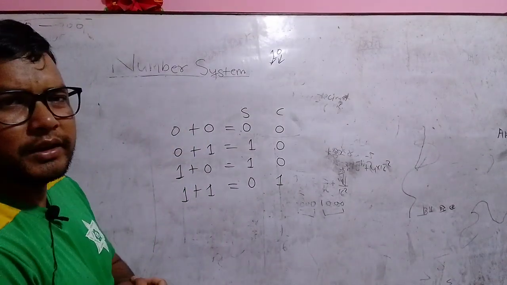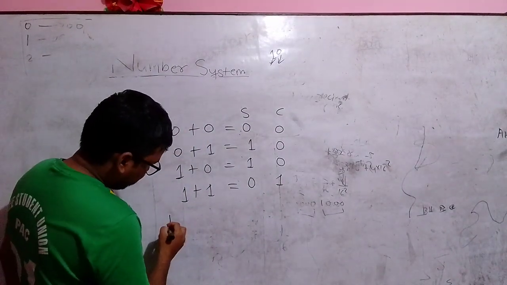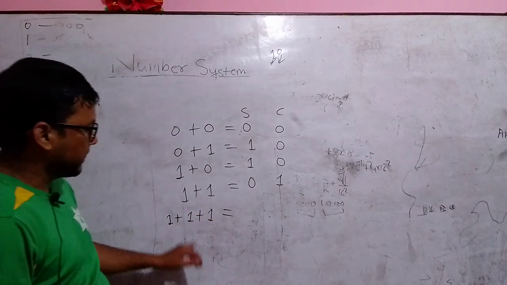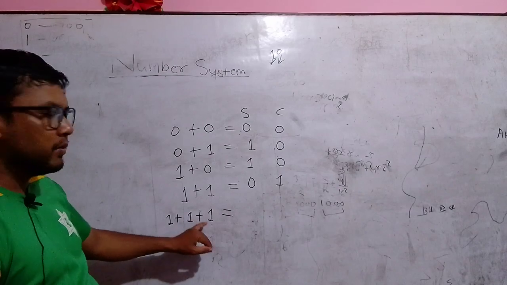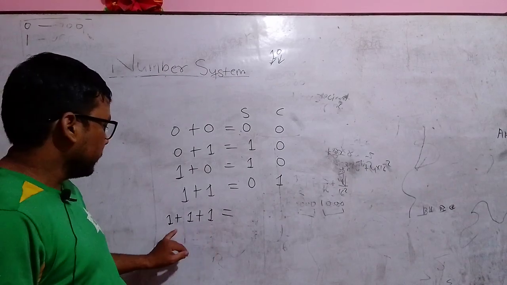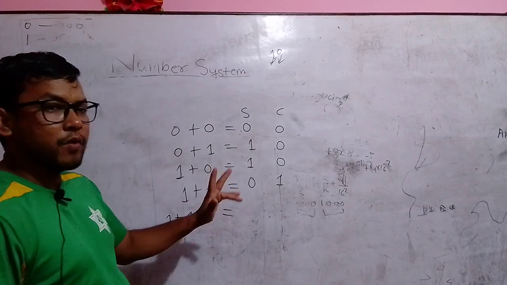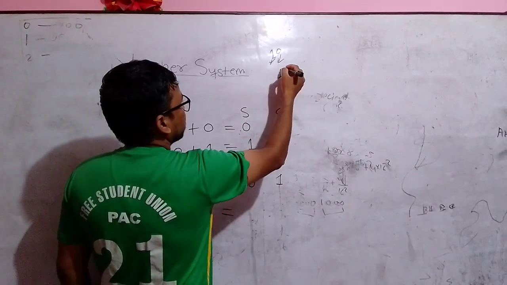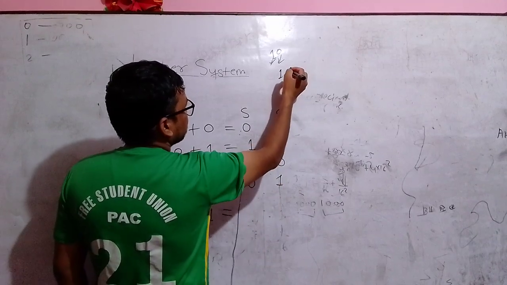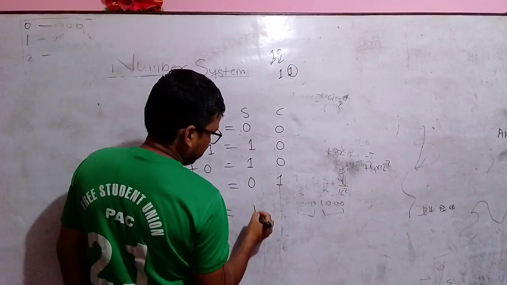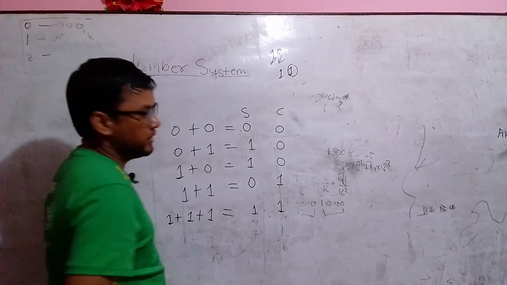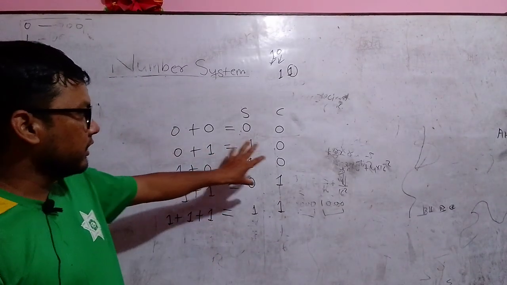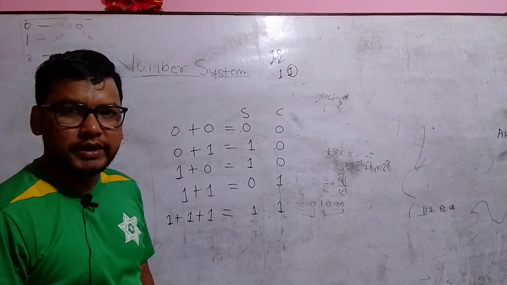Now, similarly, what will 1 plus 1 plus 1 be in binary additions? 1 plus 1 is 1 0, and plus 1 means increment by 1, which gives 1 1. The addition of triple 1 gives 1 1 in binary additions. And what would its summation be? Its summation would be 1 and carry would be 1. In this way, we use this basic technique to perform complex binary addition.